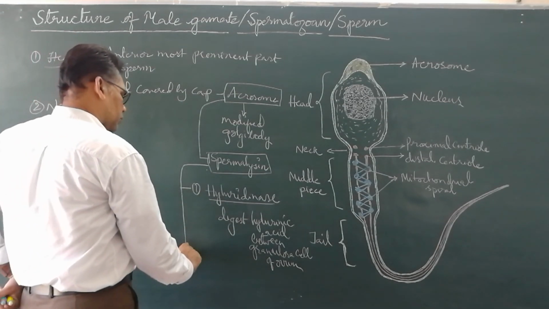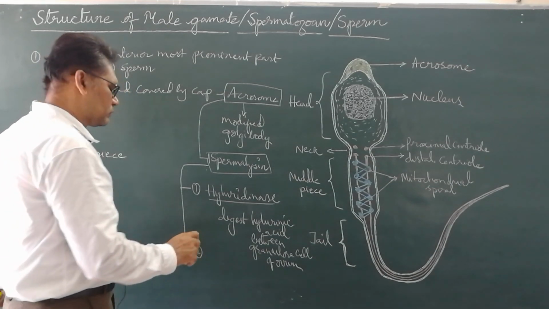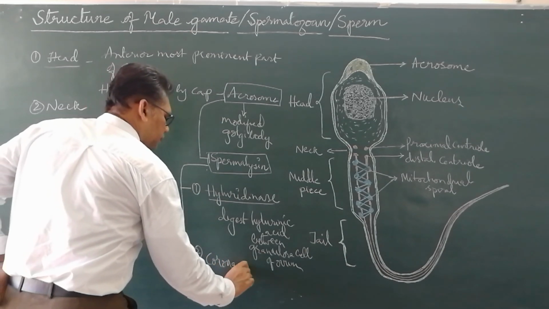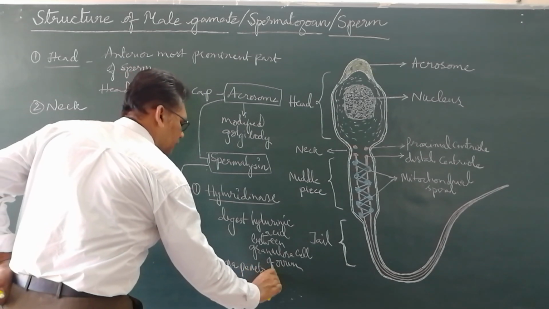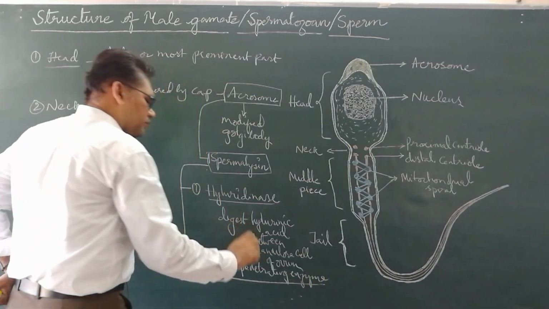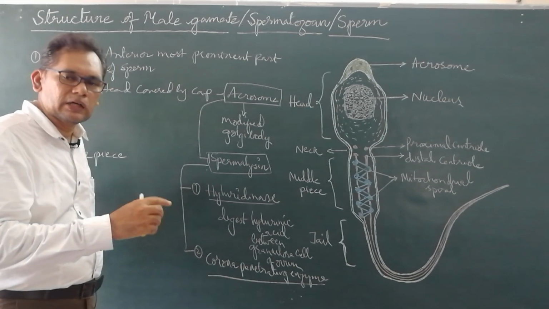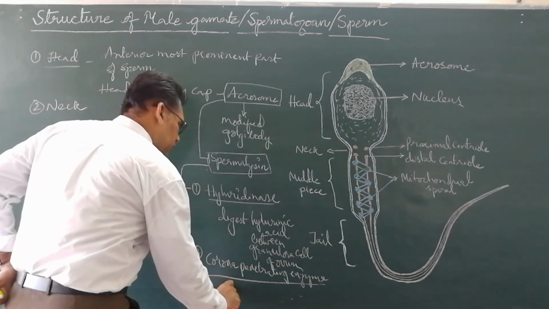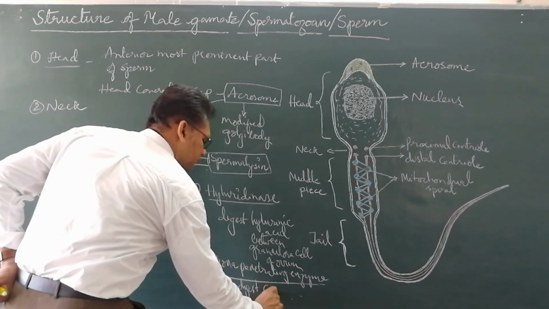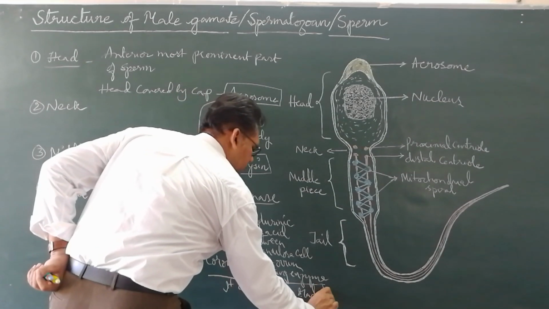Then the other one, the corona penetrating enzyme. This is the one which digests the corona radiata of the ovum.